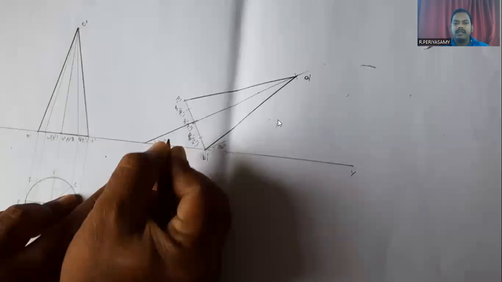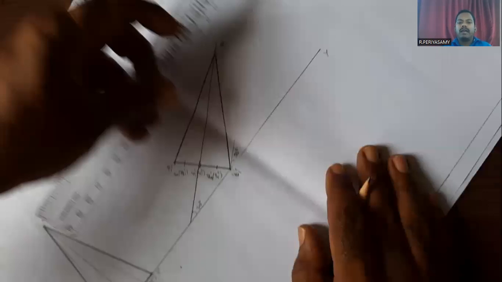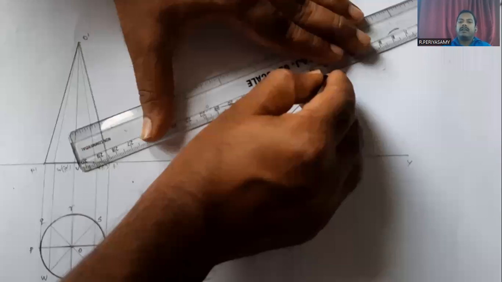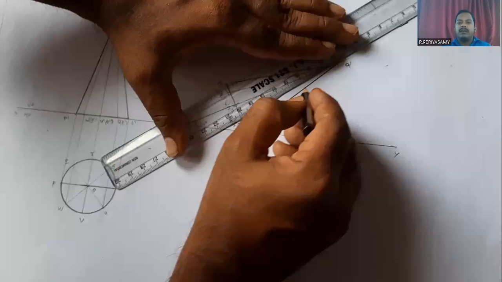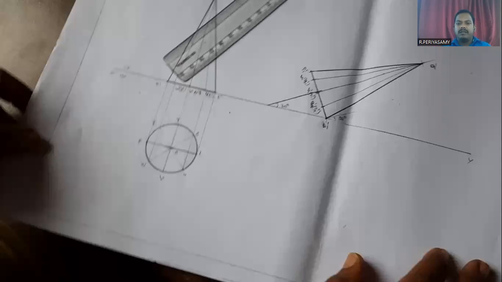This is the final front view of the given cone problem. When the cone axis is 30 degree inclined, this is the front view projection. We draw the inner generators from the apex or vertex point to the base points.